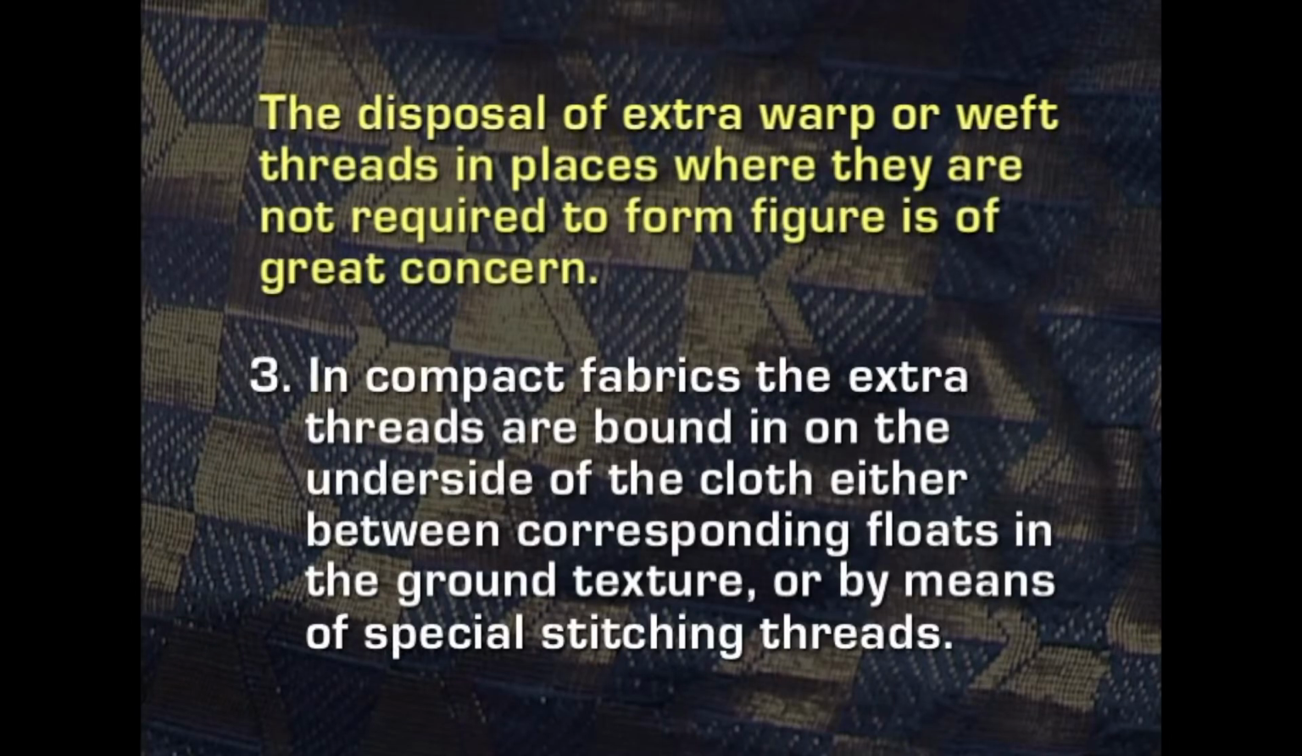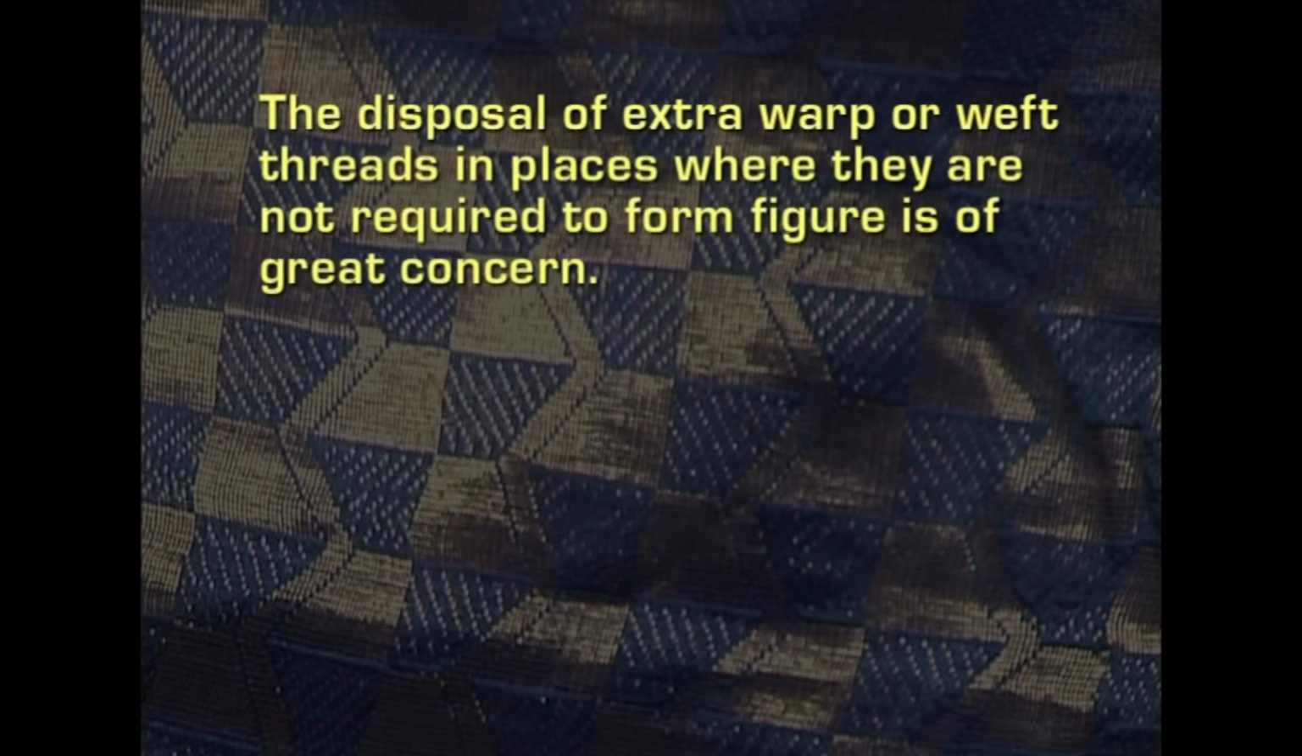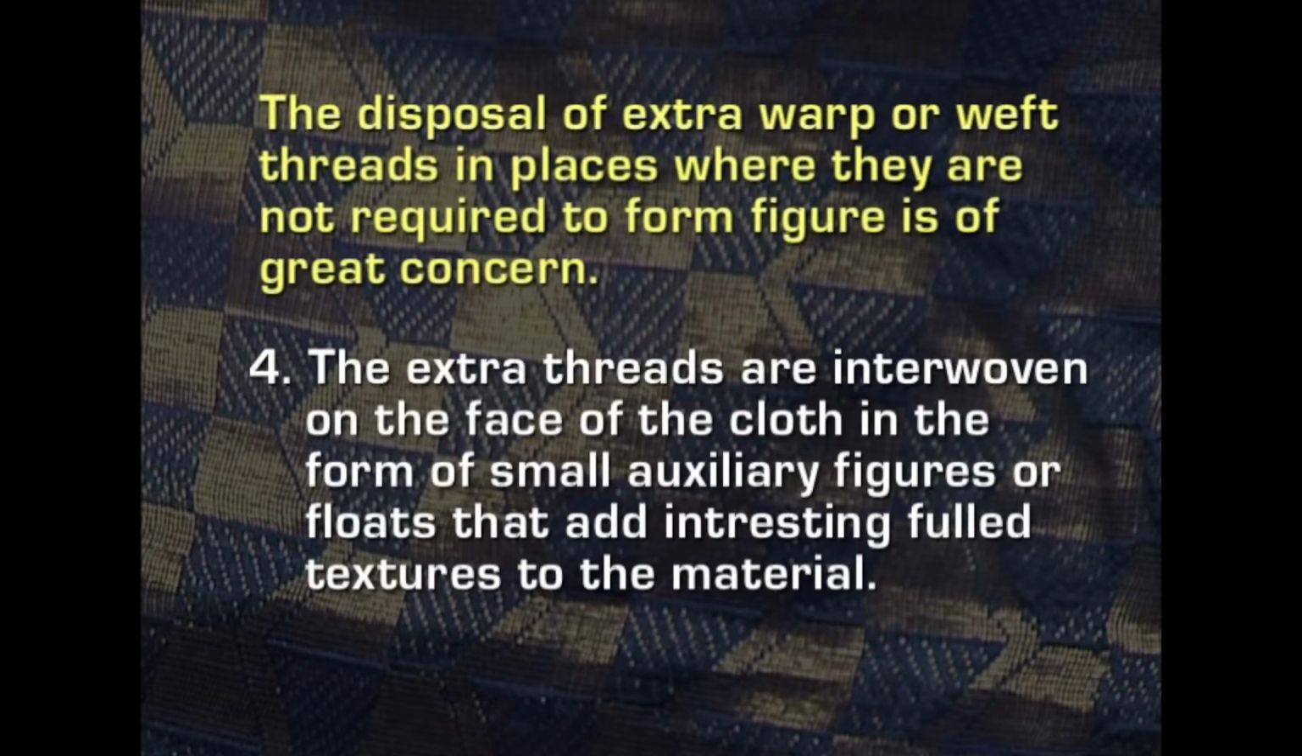In compact fabrics, the extra threads are bound in on the underside of the cloth, either between corresponding floats in the ground texture or by means of special stitching threads. And the fourth way of disposing of the unwanted floats is that the extra threads are interwoven on the face of the cloth in the form of small auxiliary figures or floats that add interesting fulled textures to the material.